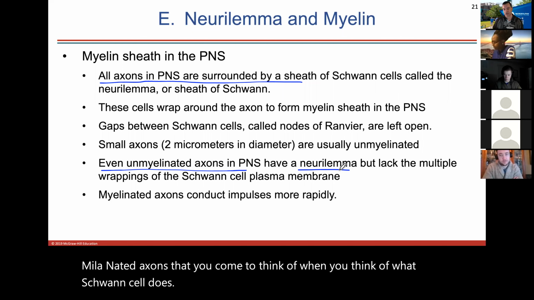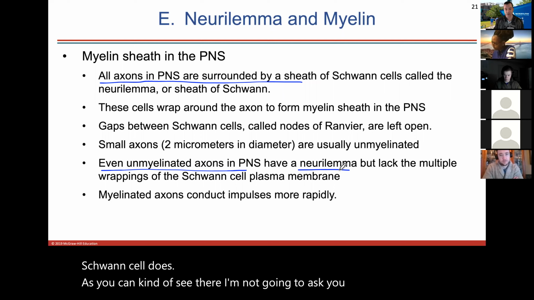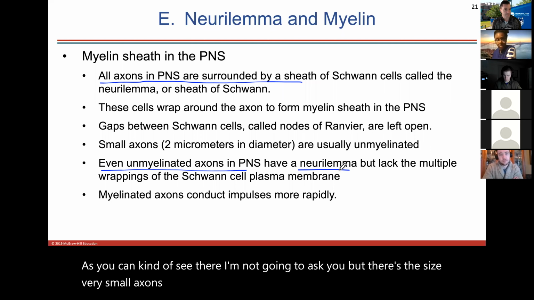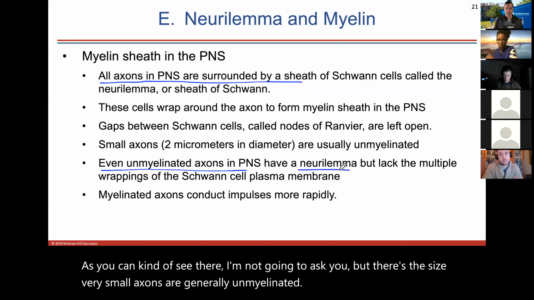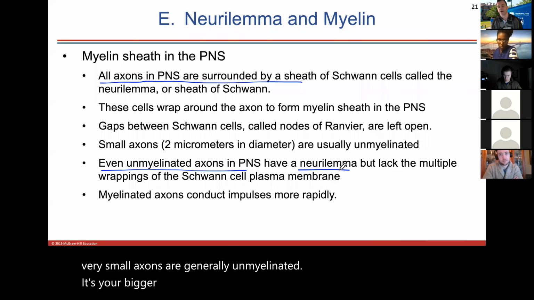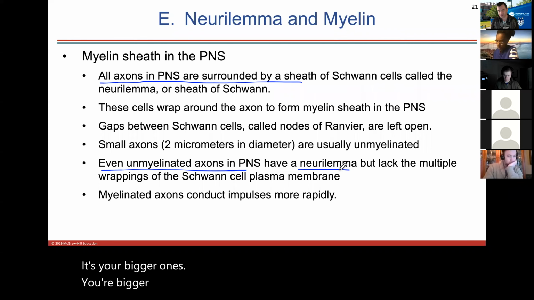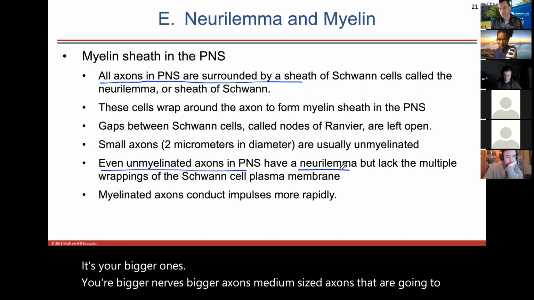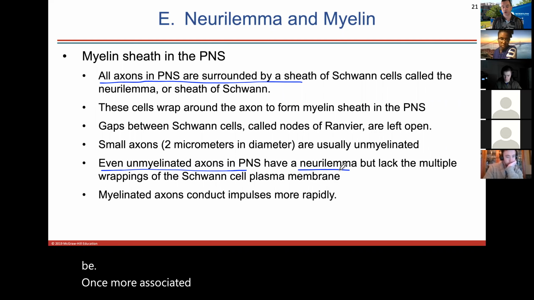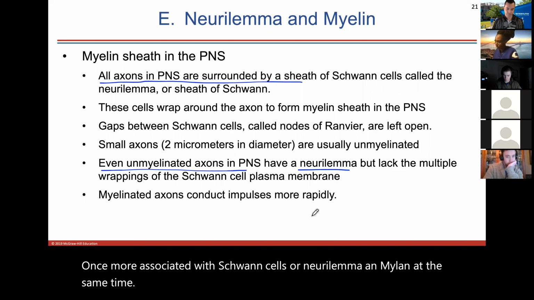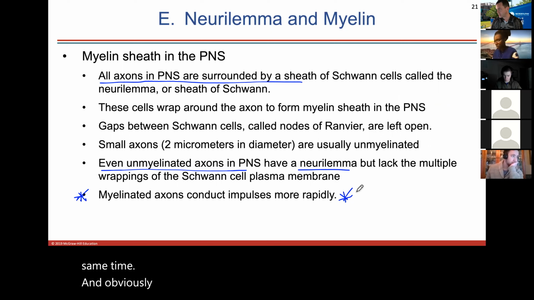As you can kind of see there, I'm not going to ask you, but there's the size. Very small axons are generally unmyelinated. It's your bigger ones, your bigger nerves, bigger axons, medium-sized axons that are going to be the ones more associated with Schwann cells or neurolemma and myelin at the same time. And obviously the important aspect about myelin is that it helps to speed up that nerve impulse conduction.